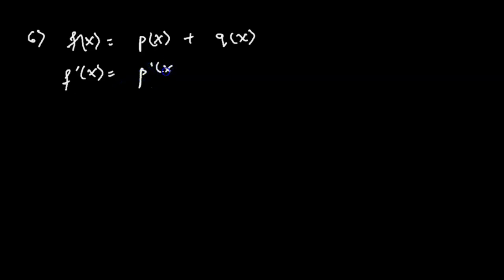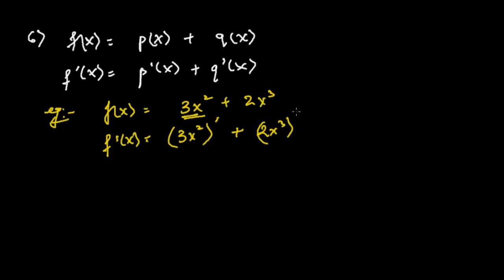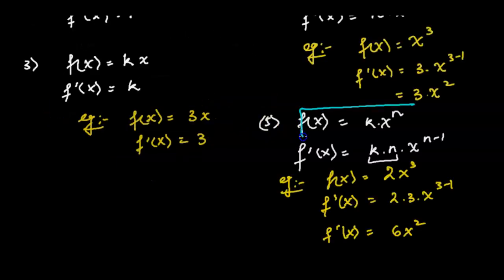The next rule is called the sum and difference rule. That is, if f(x) is written as the sum of two different functions, p(x) and q(x), then the derivative can be written as the sum of the individual derivatives of p(x) and q(x). Let's understand this with an example. Let's say we have f(x) is equal to 3x squared plus 2x cubed, then the derivative can be written as the derivative of the p(x) function, that is 3x squared, and the derivative of the q(x) function, that is 2x cubed. We don't leave it here, we need to solve it further, and we would apply here rule number 5, and that was this thing here.